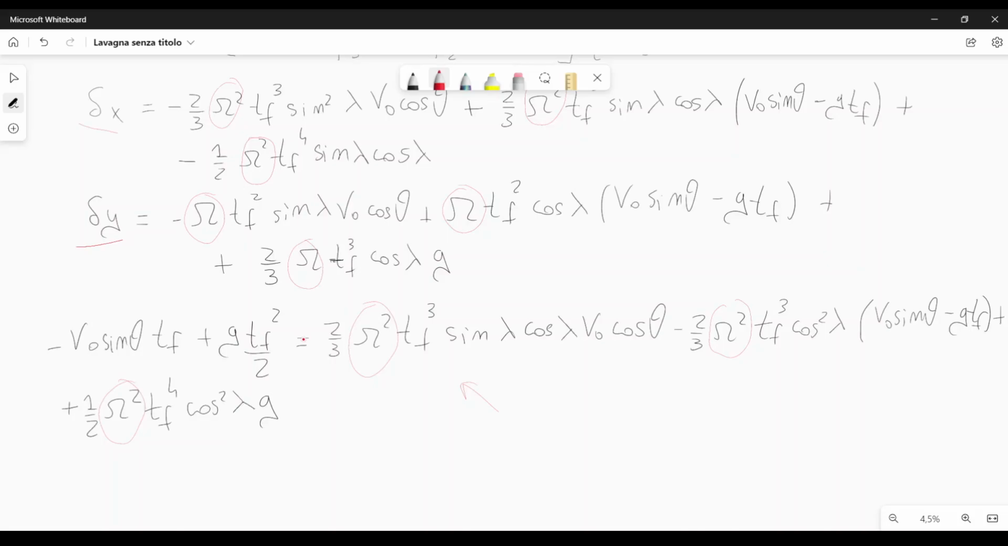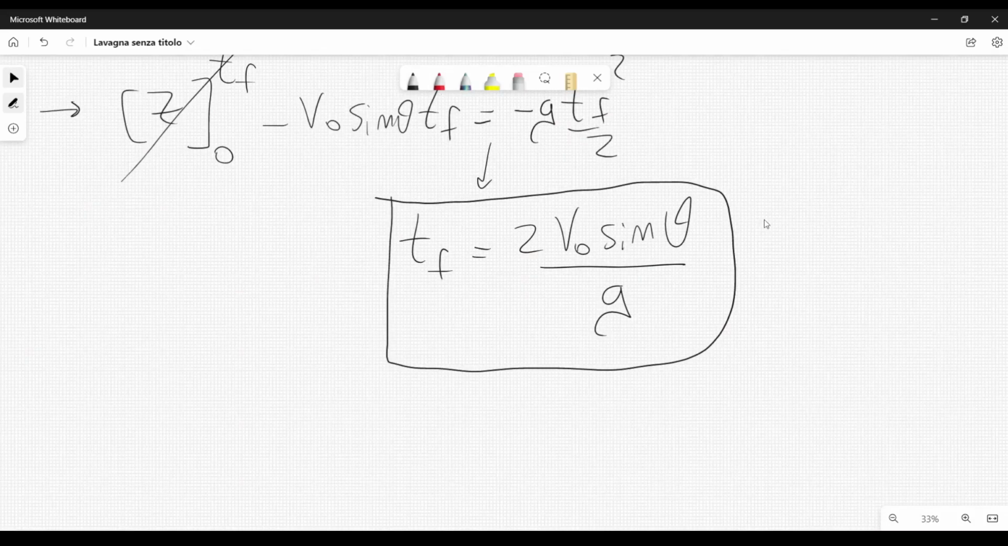But of course, TF will depend on omega in that case. So you can find the solution that depends on omega, and therefore you can truncate that expression to some order of omega. But since we wanted to find the deviations delta x and delta y up to second order, we might already be satisfied with these solutions here by considering this left hand side here equal to 0. So in that case, TF was equal to 2v0 sine theta over g, a very good approximation. We have found the solution to this problem.